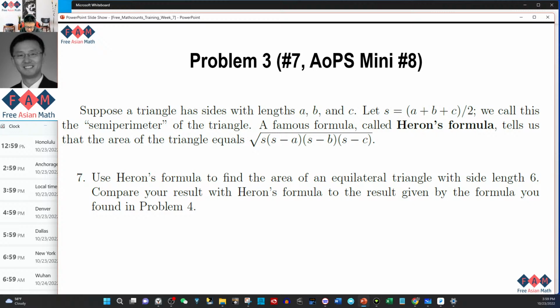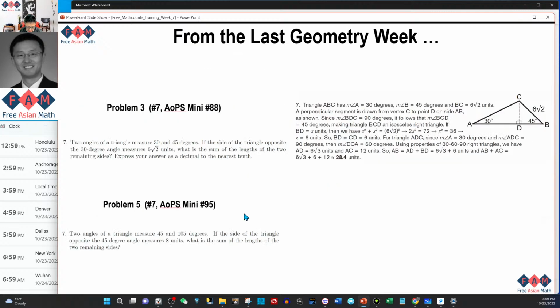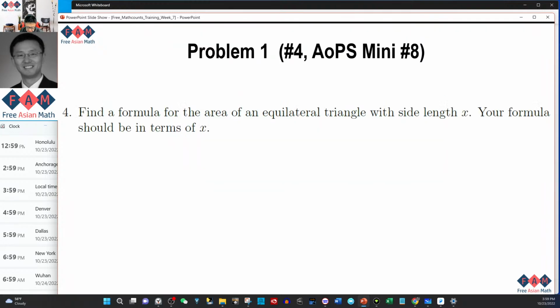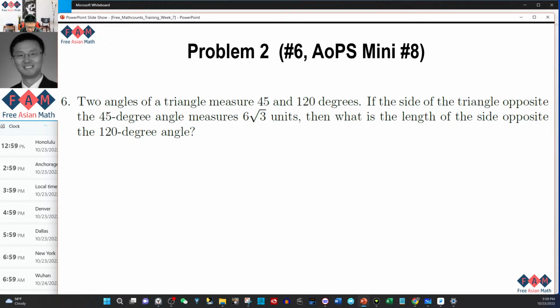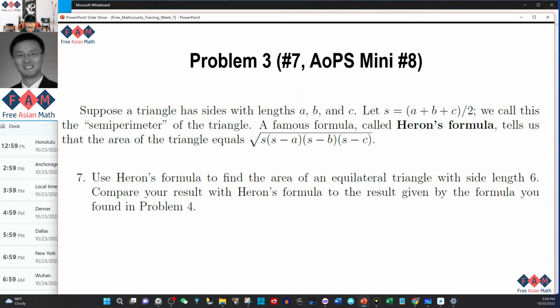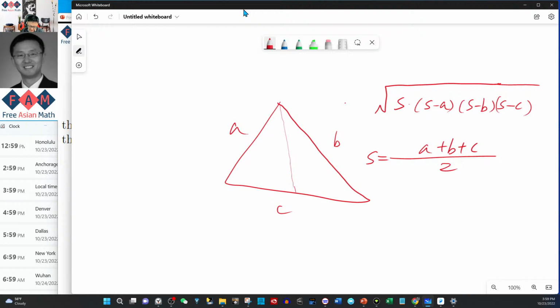So, use Heron's formula to find the area of an equilateral triangle with side length of 4, and do this with problem 4. Okay, use this formula, right? Well, we just try to do some quick exercise. If an equilateral triangle side length is 6, use Heron's formula. What is the area?